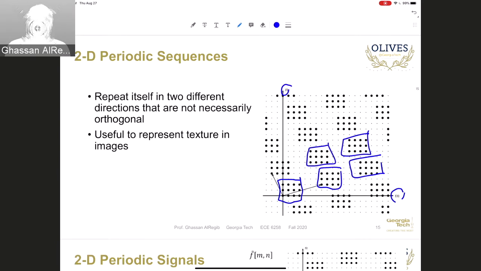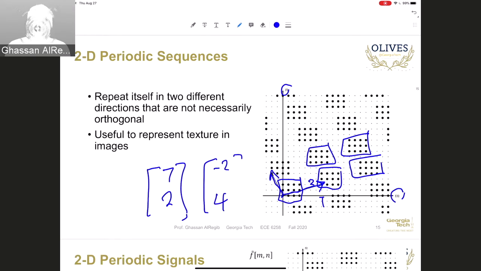So now this periodicity is governed by two vectors. The first vector is indicated here. So this vector in here is moving from 0, 1, 2, 3, 4, 5, 6, 7. So this is 7. And then the y-axis, this is 2. So this vector is 7 in the M direction and 2 in the N direction. And the second one is this vector in here. So it is in the M direction negative 2, and the N direction is 1, 2, 3, 4, this way. And so we have these two vectors to define periodicity in the two-dimensional space.